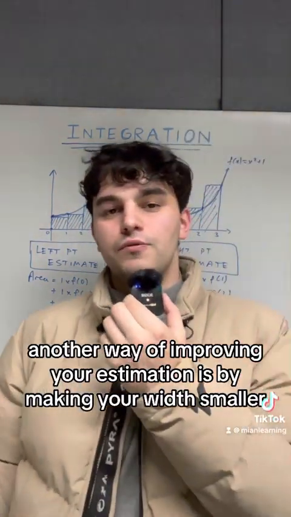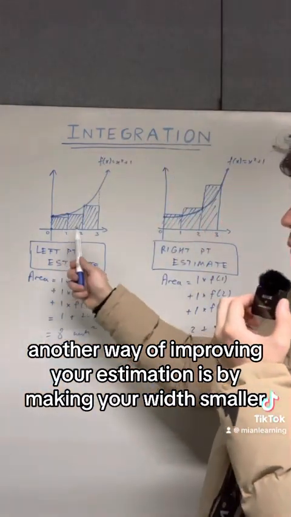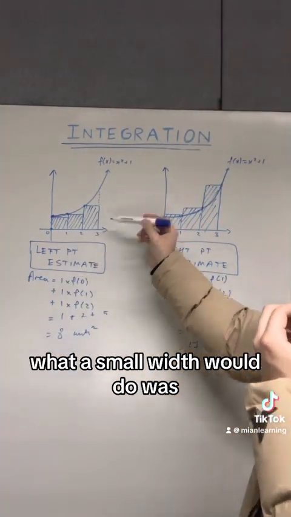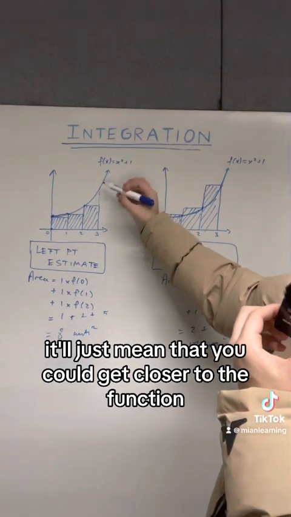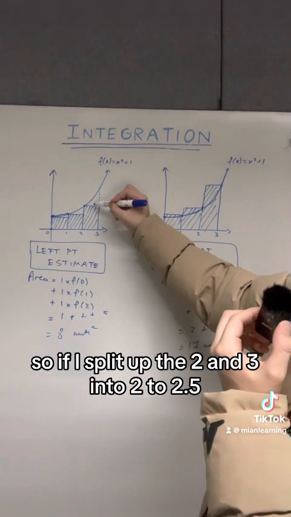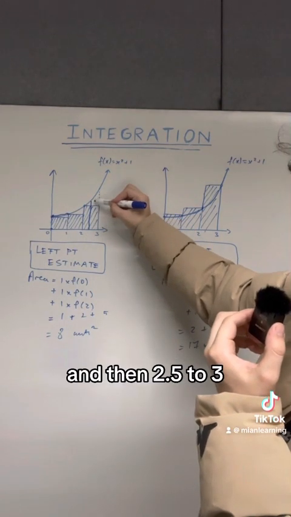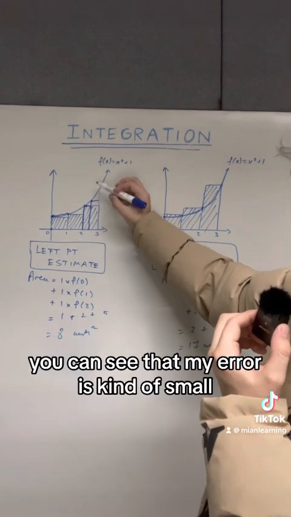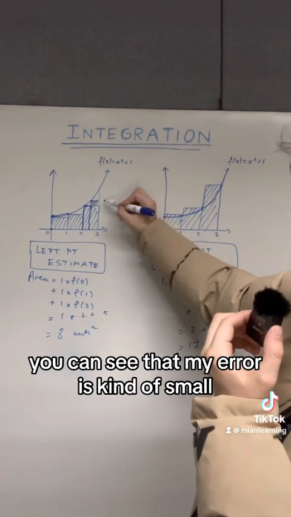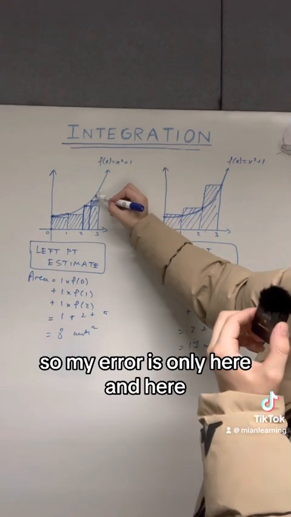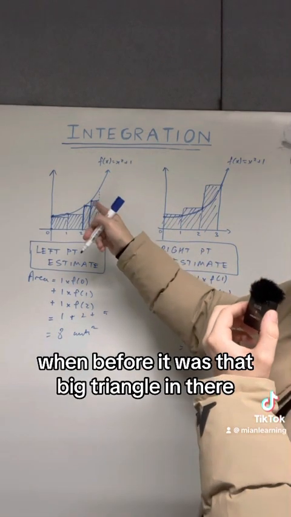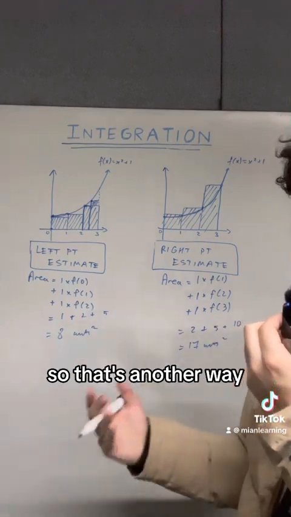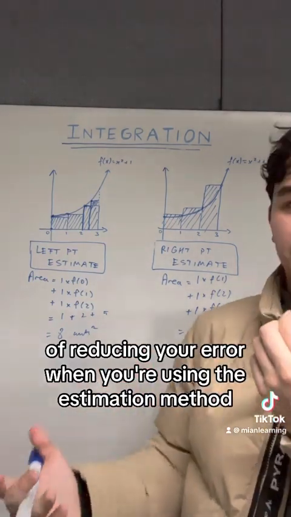Another way of improving your estimation is by making your width smaller. What a smaller width would do is it would mean that you could get closer to the function. So if I split up the 2 and 3 into 2 to 2.5 and then 2.5 to 3, this is what happens. You can see that my error is small because I can include this bit as well now. So my error is only here and here when before it was that big triangle in there. So that's another way of reducing your error when you're using the estimation method.